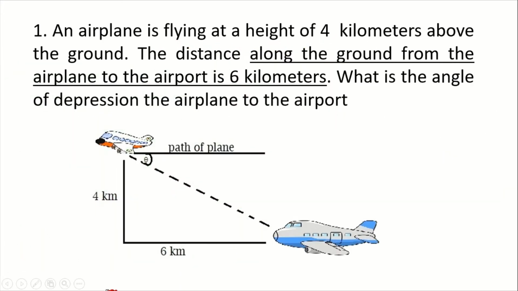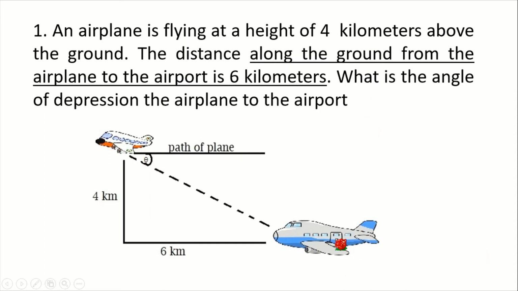First example: an airplane is flying at a height of 4 kilometers above the ground. The distance along the ground from the airplane to the airport is 6 kilometers. What is the angle of depression of the airplane to the airport? Alright, so dapat may question mark to.